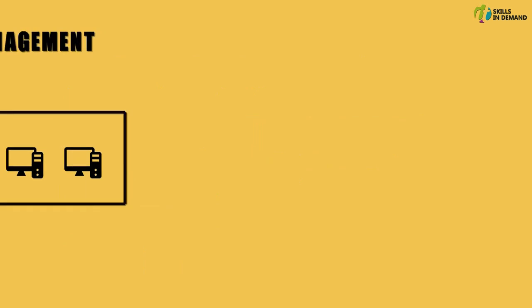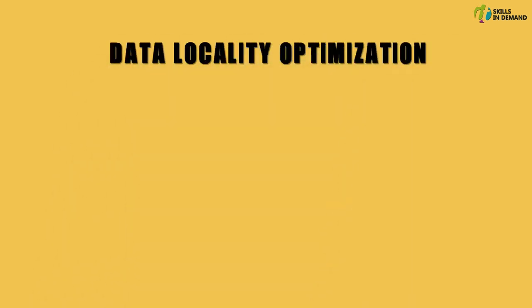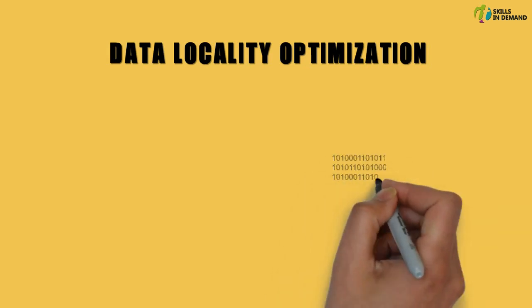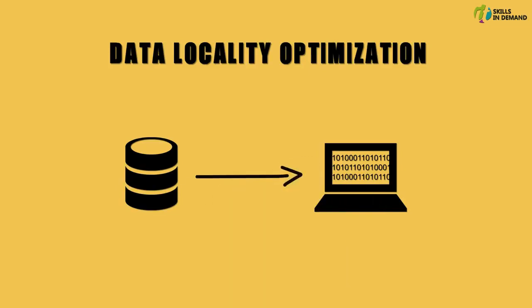The next important feature on the list is data locality optimization. It is one of the most important features offered by the Hadoop framework. Let us try to understand what it actually does. In a traditional approach, whenever a software program is executed, the data is transferred from the data center onto the machine where the program is getting executed.